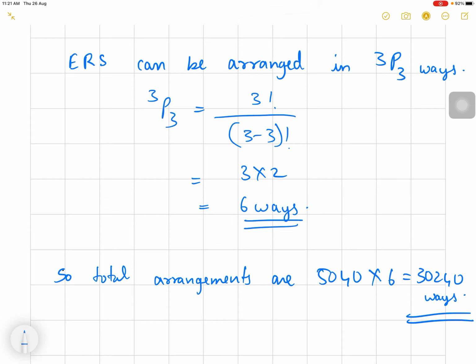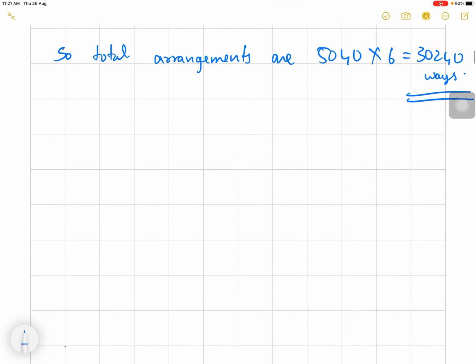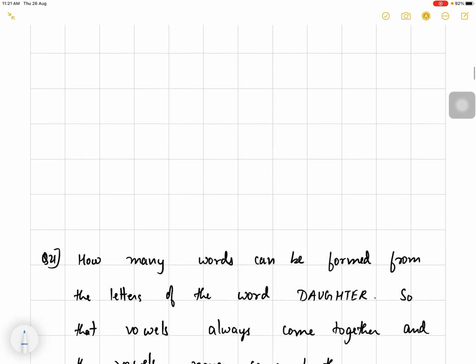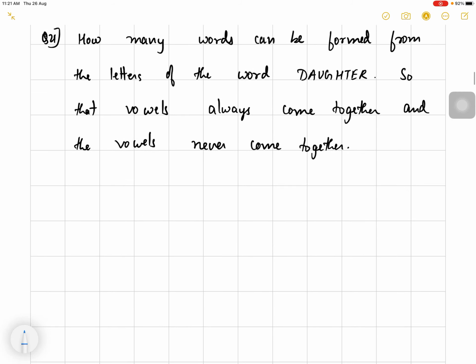Okay. Let's see the next question. How many words can be formed from the letters of the word daughter? So that vowels always come together, and the vowels never come together. Okay, fine. So here there are 3 parts. First part is, how many words can be formed from the letters of the word daughter?